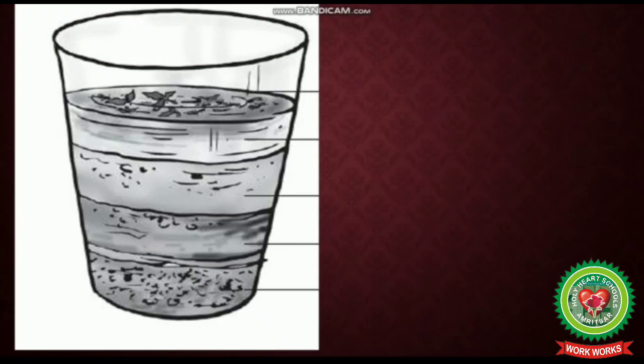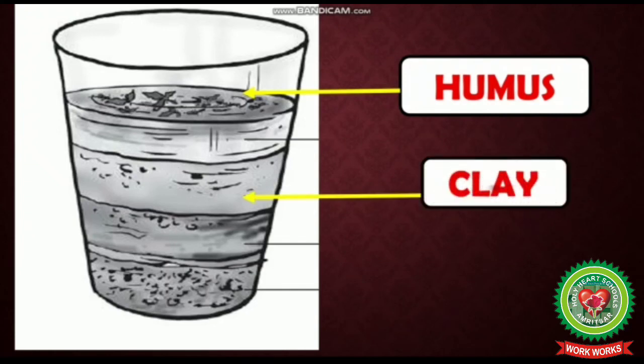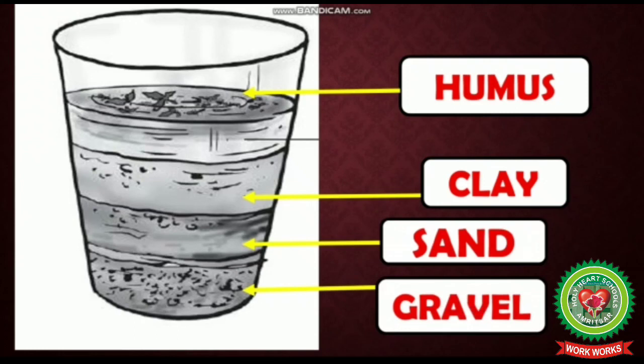Now students, I hope you all will be able to draw and label the different layers of topsoil. Number 1 is humus. Number 2 is clay. Number 3 is sand, and the last bottom part is gravel.